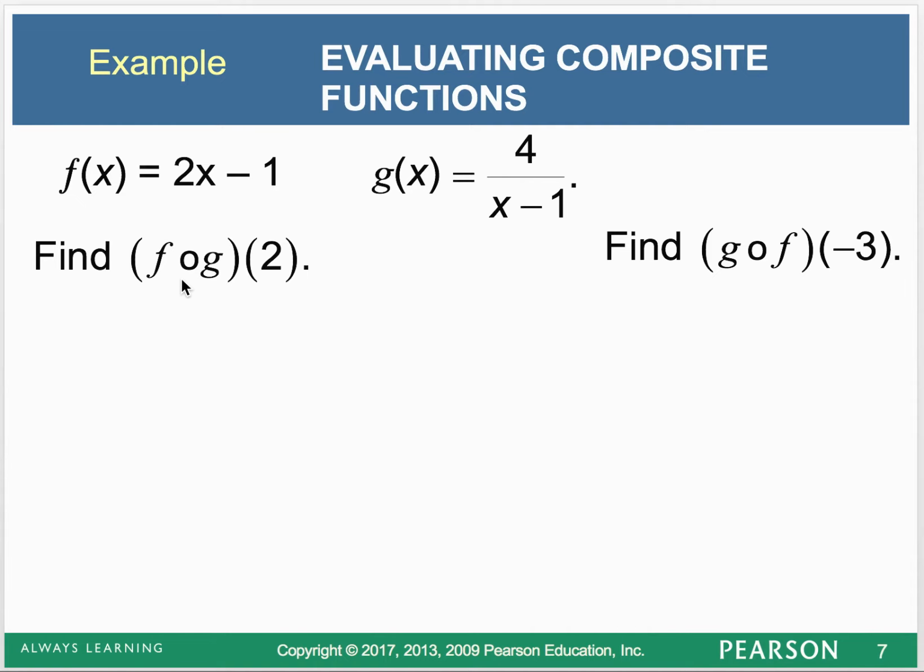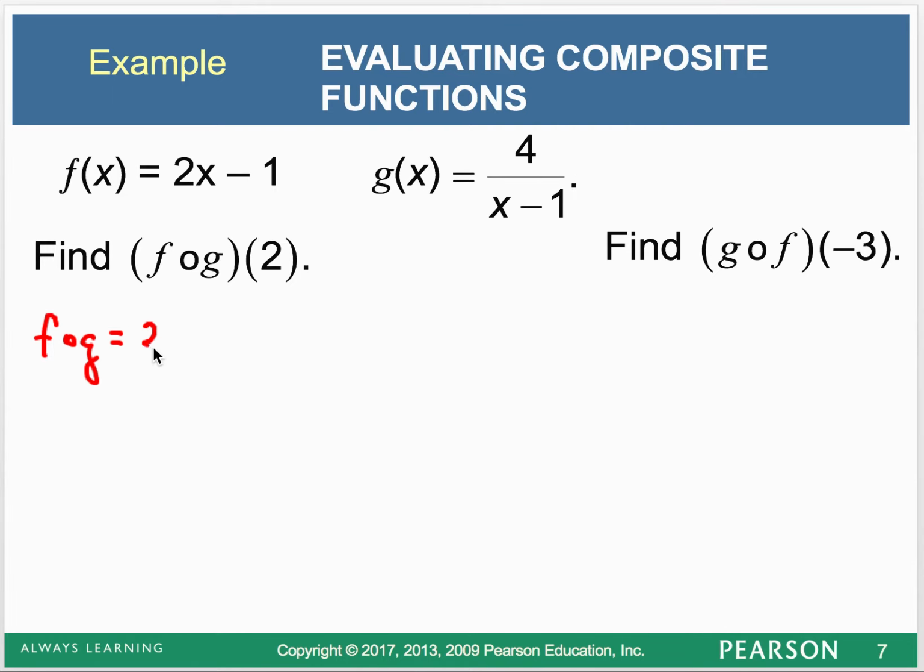So once again, I could do these individually. I could find g of 2 and then plug that into f, right? That's what this means. Here I could find f of negative 3 and plug it into g. Just for practice of doing f of g and g of f, we're going to do it the old standard way. If I want to find f of g, that means I'm going to take the function f, and everywhere there's an x, I'm going to put g.